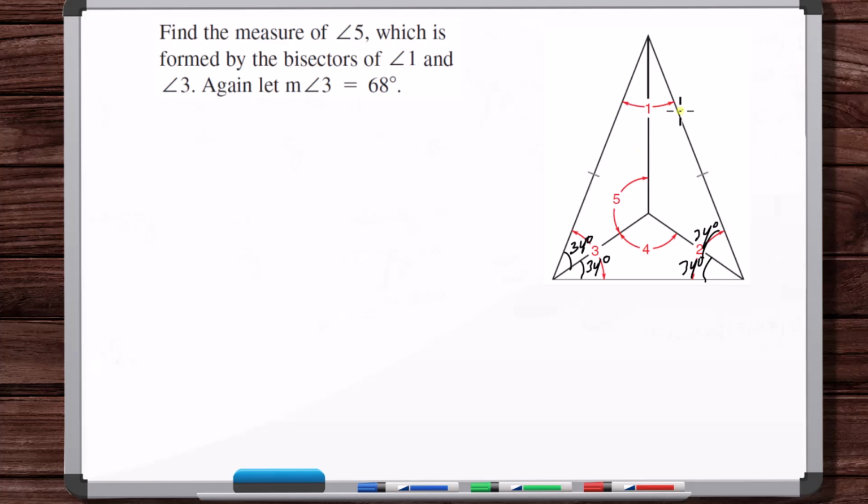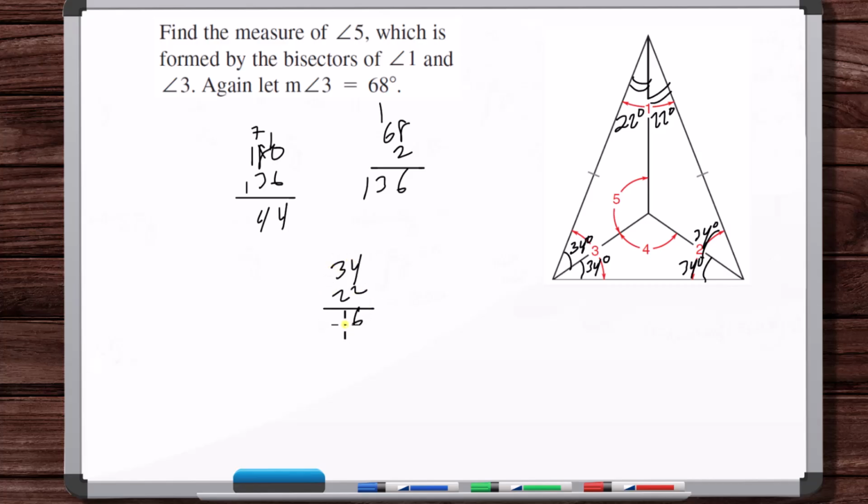Okay, but now let's get angle 1. If each of these are 68 degrees, then 68 times 2 is 136. 180 minus 136 is 44. So this is 44, angle 1. So each of these are 22, because they told us it's an angle bisector. And so there we go. So 22 plus 34 is 56. So now what's 180 minus 56? 124.